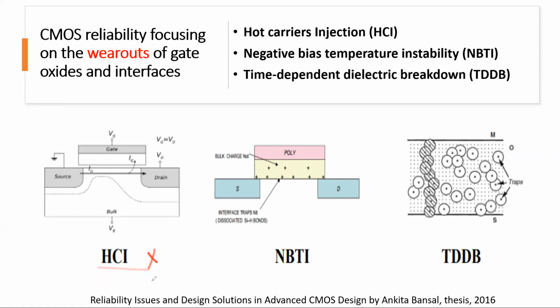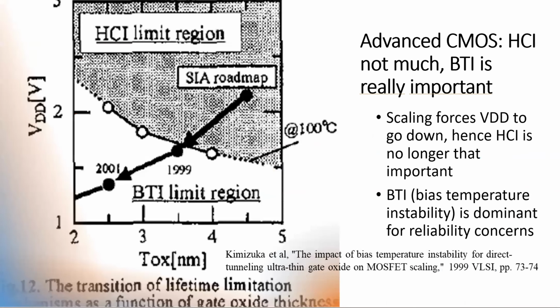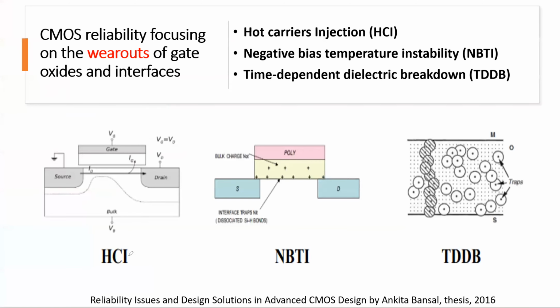Hot channel injection, hot carrier injection, is no longer important. The reason is that the VDD drive, the voltage drive, is low. If you have a high voltage, it means you have a very high field. All right, with a high field, hot carrier injection is important. This is important because here the field becomes very large.